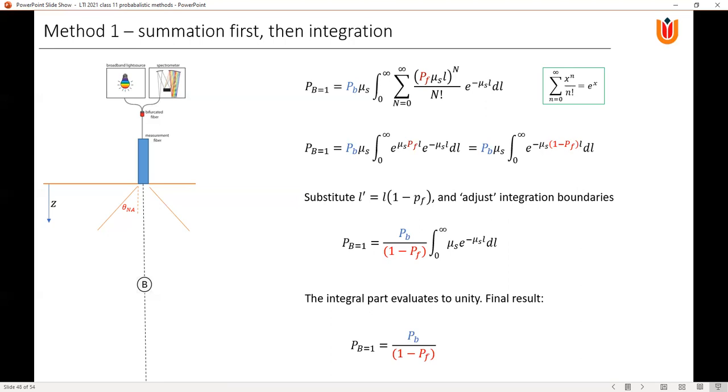So it scales linearly with the probability of backscattering. That makes sense. If the probability of backscattering is stronger, you will have more signal, and it scales inversely with 1 minus forward scattering probability. And that also makes sense because if a lot of light is scattered away, then it would not be detected.